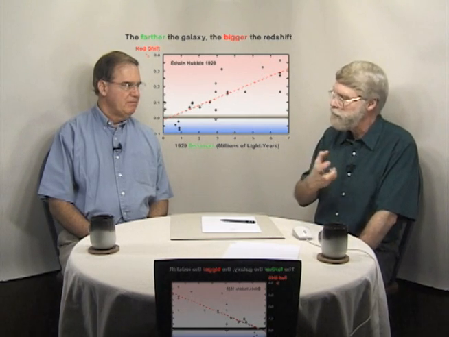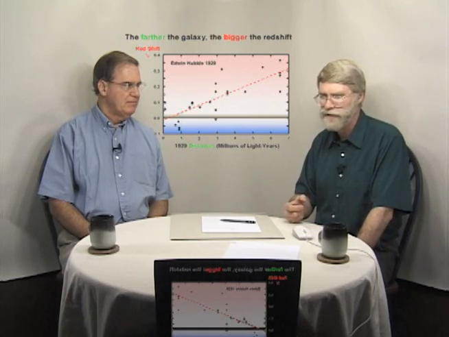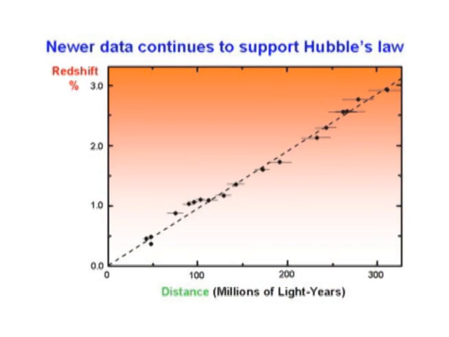That would be if the galaxies were moving with respect to the fabric of space. But if the fabric of space itself is expanding and carrying the galaxies generally along with them, then it's a stretching redshift. Astronomers have continued to measure redshifts and distances. Here's some newer data that continues to support Hubble's law.